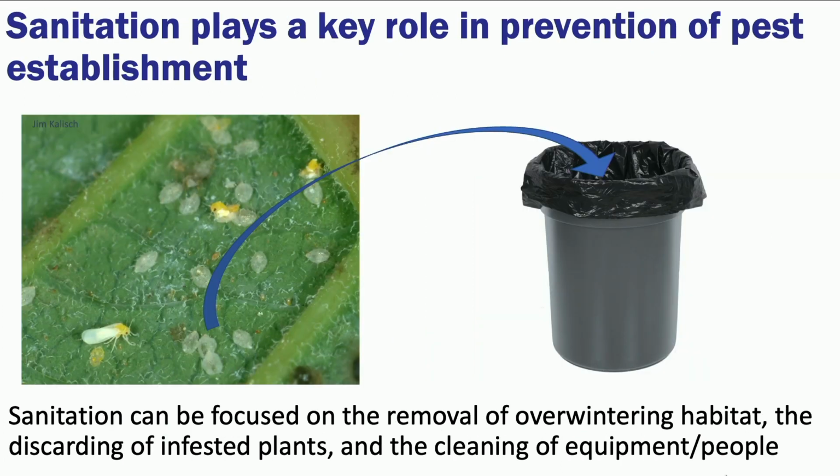Other things can include sanitation. Sanitation has a big role in prevention and preventing establishment. This is because you want to get rid of things that they could be using. The big factor in sanitation, I think, is getting rid of overwintering habitat.